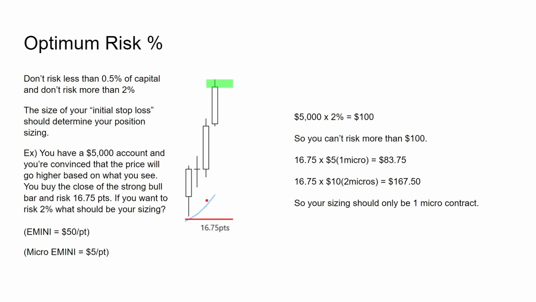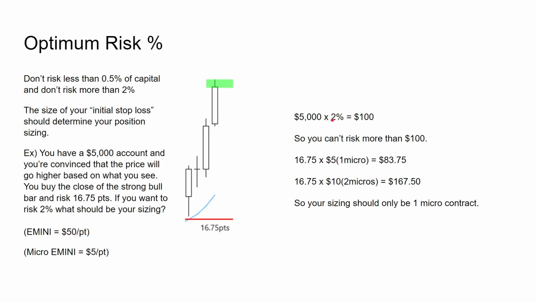I have an example here. Let's say you have a $5,000 account, and you're convinced that the price will go higher based on what you see. You buy the close of a strong bull bar and risk 16.75 points. If you want to risk 2% of your $5,000 account, what should be your sizing? On an E-mini, 1 point is $50, and on the micro E-mini, it's $5 per point. So just quickly looking at this, it's 800 something dollars. So that's not going to work.